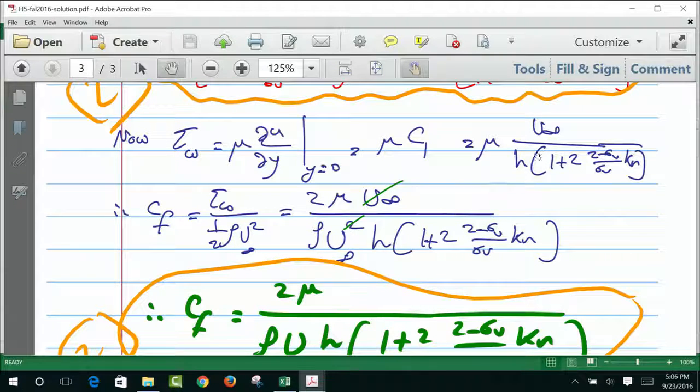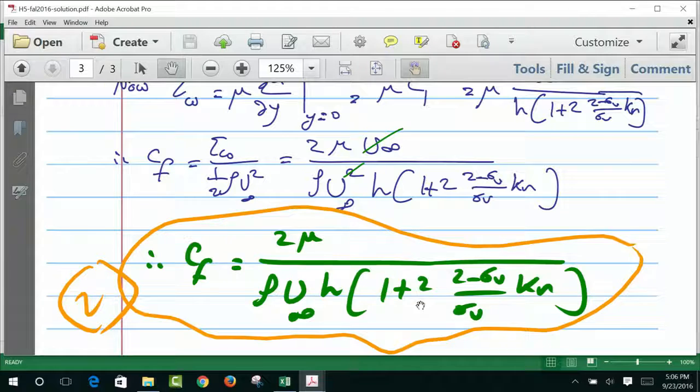So anyway, here is the shear stress. You divide over half rho infinity, clean a little bit, and that's your CF. Again, just like the shear stress is smaller, the CF, which is the dimensionless shear, is smaller by that extra term. The bigger the Knudsen number, the lower the CF.